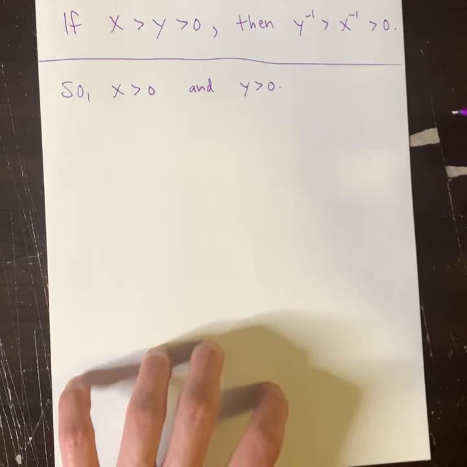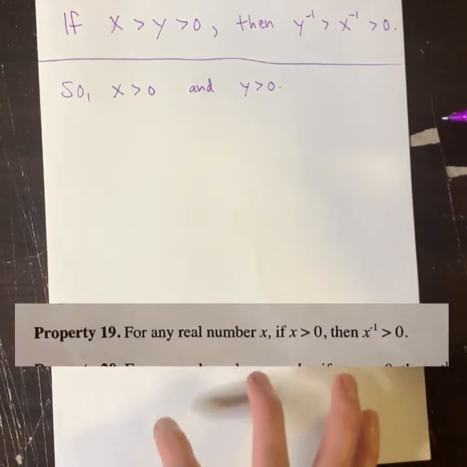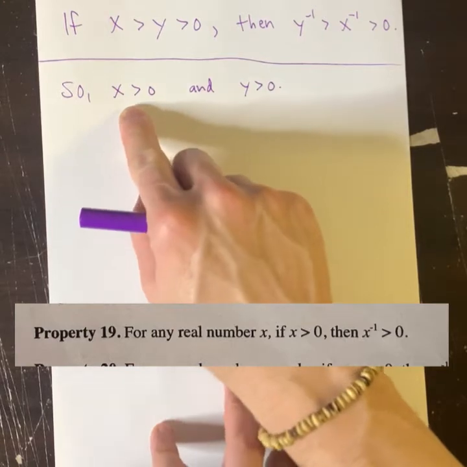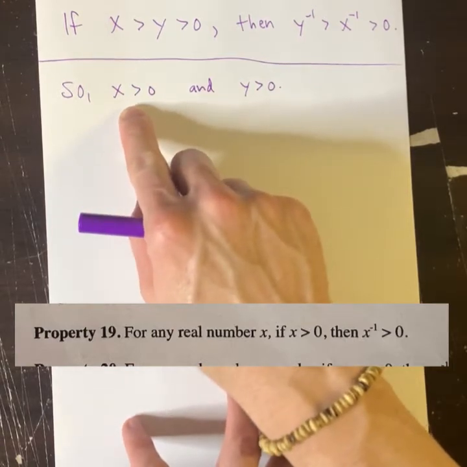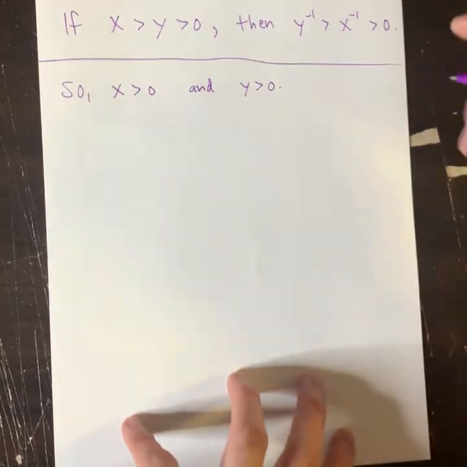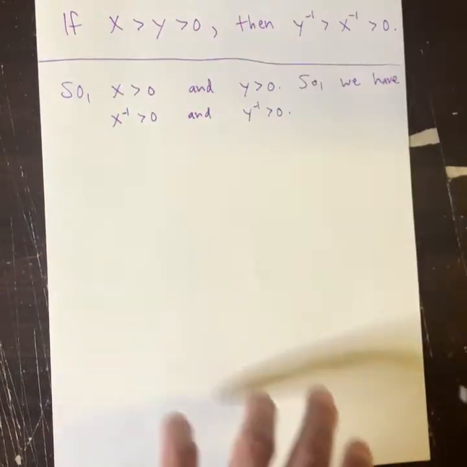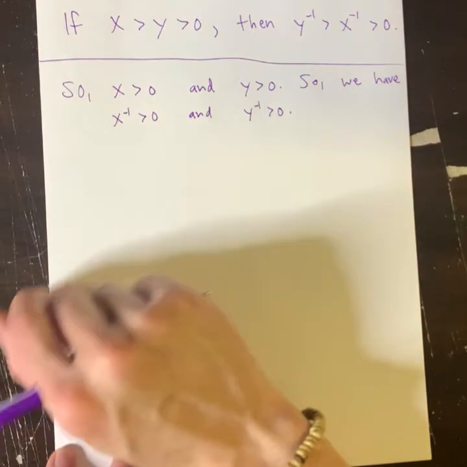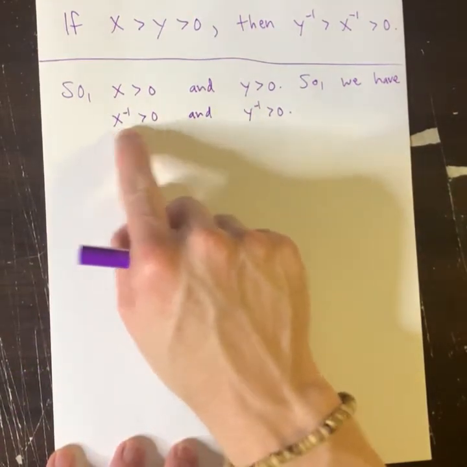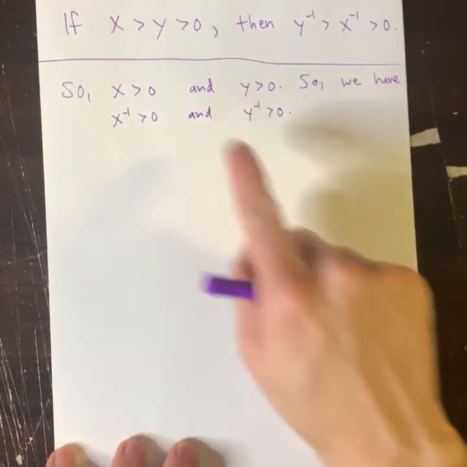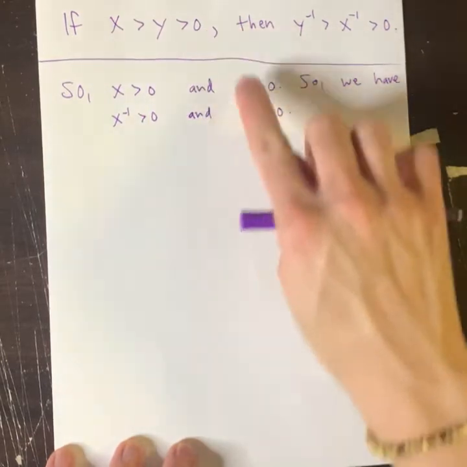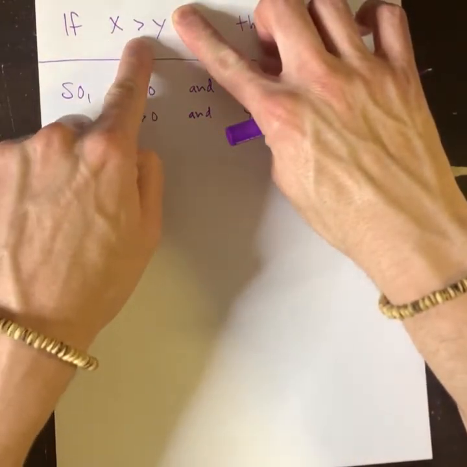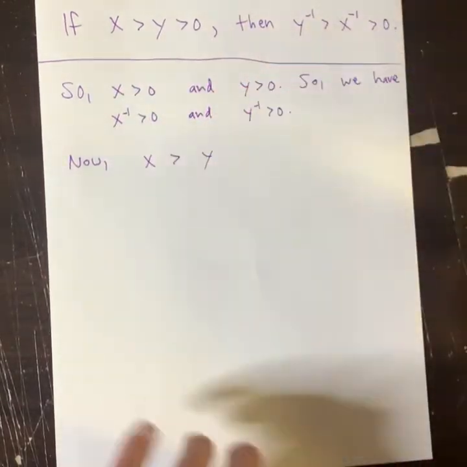Okay, now if you look at property number 19, since x is greater than 0, then we can say that x to the negative 1 is greater than 0. And the same thing for this here. Okay, so we know that these things are all true. X is bigger than 0, so is its reciprocal, and the same for y's. Now looking at the original statement, if you ignore the 0, which is totally fine, we know that x is bigger than y. Now check this out.